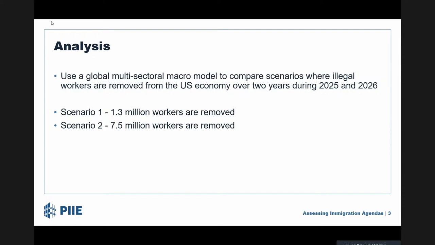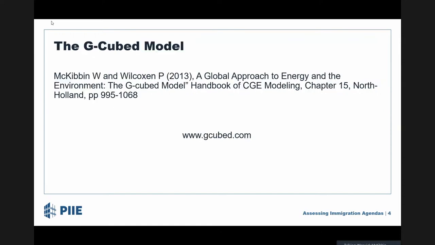What if we take candidate Trump at his word and 1.3 million workers are removed from the economy? And the second scenario is take all of the illegal workers, which is roughly 7.5 million workers, and remove them from the US economy. So they're two scenarios. So what we're going to do is apply an economic model. The model is published widely, in the Handbook of CGE Modelling, a joint model with my co-author, Peter Wilcoxon.